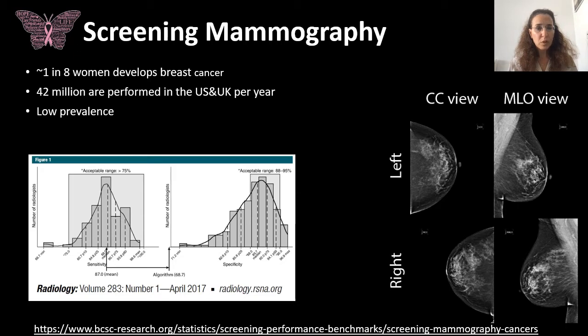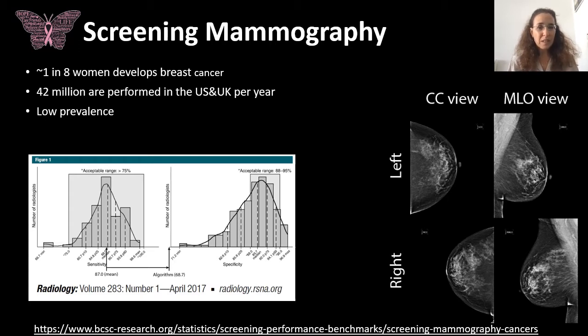However, it is well known that early detection and treatment can considerably improve the outcome, and therefore many developed nations have implemented large-scale mammography screening programs, with the US and the UK alone having over 42 million exams performed per year. Still, despite the widespread adaptation of mammography, the interpretation of these images is very challenging.